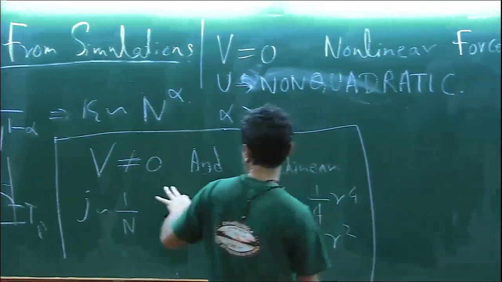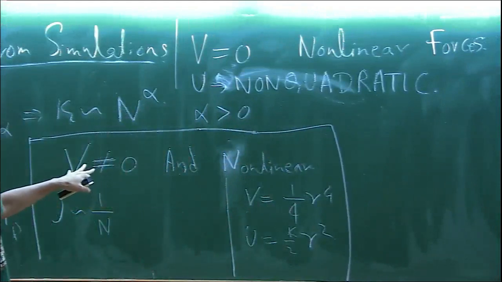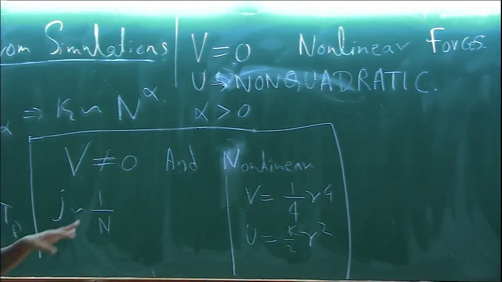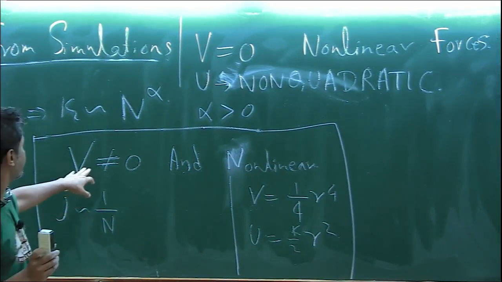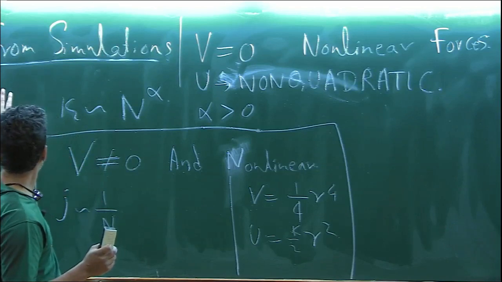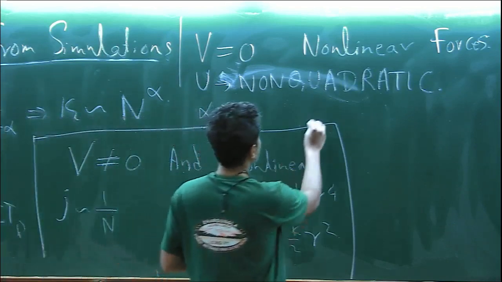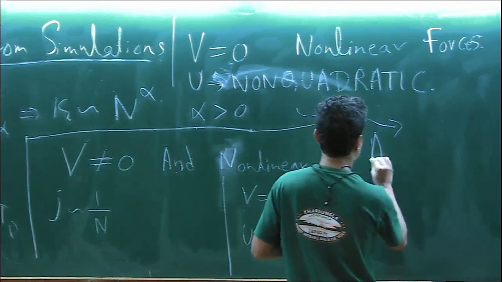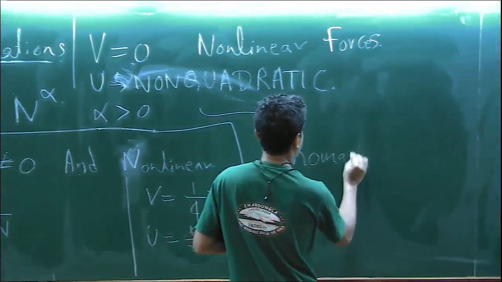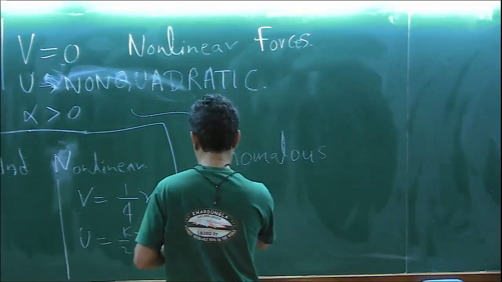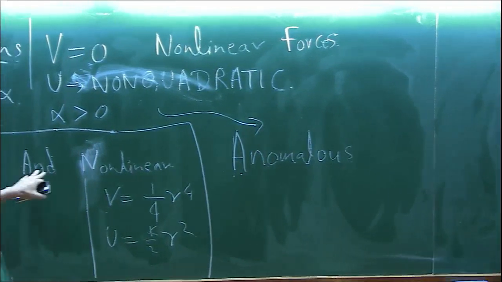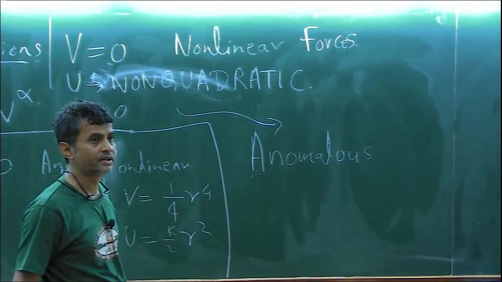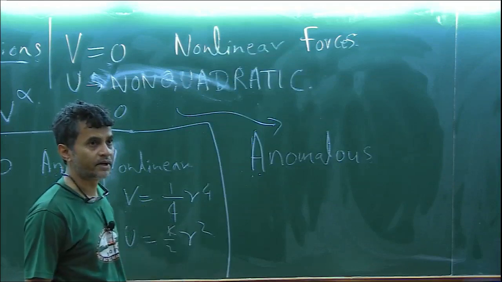The case where you have an on-site potential I won't discuss. I'll stick to systems without an on-site potential because that's the more physically relevant situation. So we'll just stick to this case, which is called anomalous heat transport. Yes, V not equal to zero, and you have to have either U or V nonlinear, either of them.